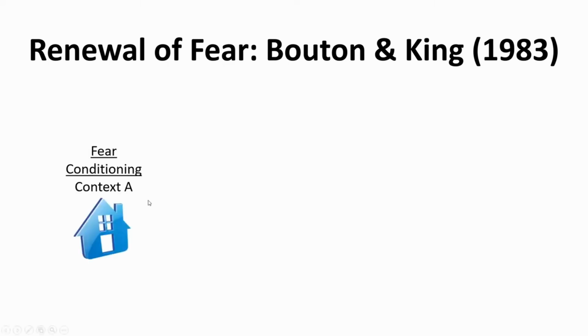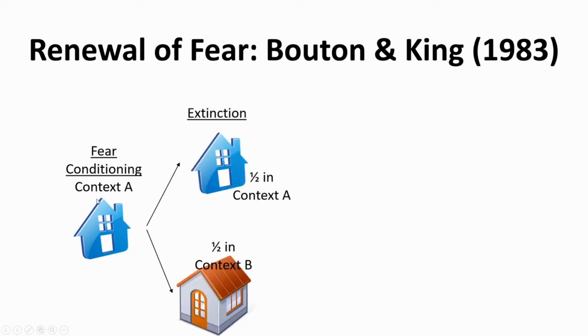So as per usual, let's look at an experiment that actually studied this so we can see it play out. This experiment was done in the 80s by Bouton and King, and this is just a renewal of fear experiment. So they started off in context A, where they went through fear conditioning. They paired a tone, our conditioned stimulus, with a foot shock, our unconditioned stimulus, in context A. So this is context A. We're going to have a visual representation of it.